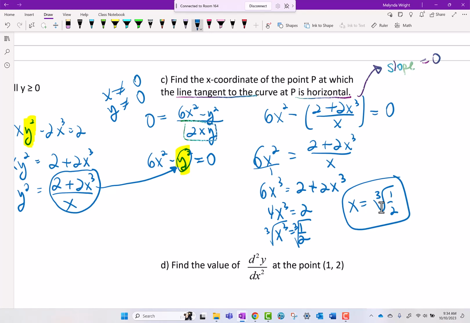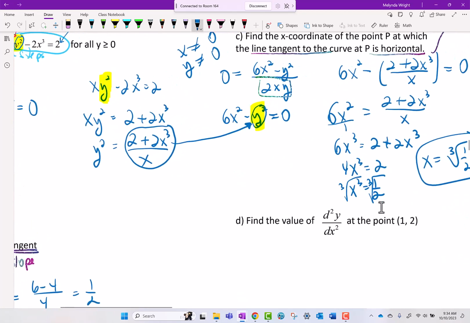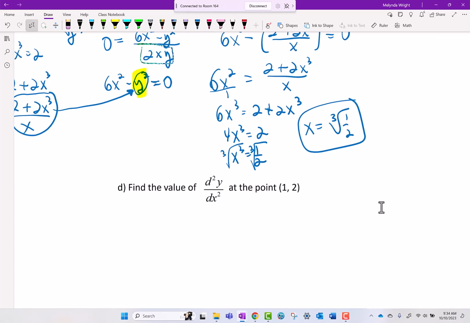Okay, let's do this. So the part D, we want to find the second derivative at the point 1, 2. Now, I'm going to write down the first derivative, just going to write it over here so that we remember. The first derivative, so dy/dx, I'm just writing it down so we can see it as we're doing the derivative. dy/dx was 6x squared minus y squared over 2xy. That was the first derivative. Okay.